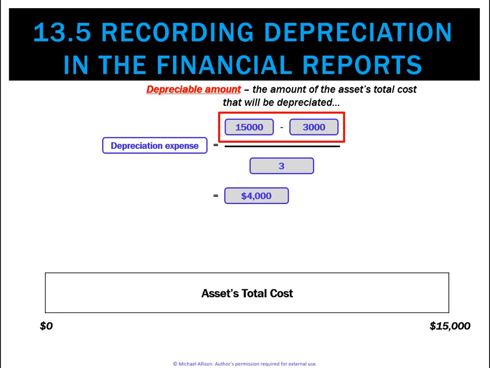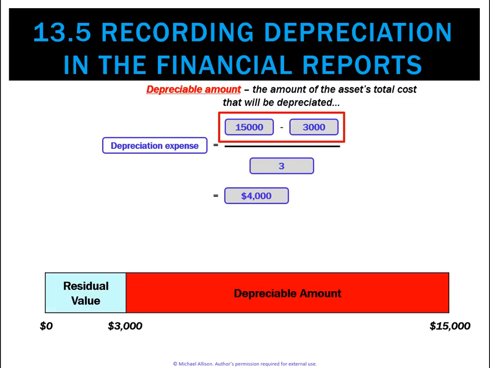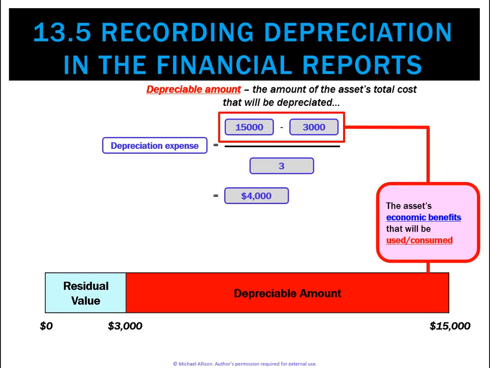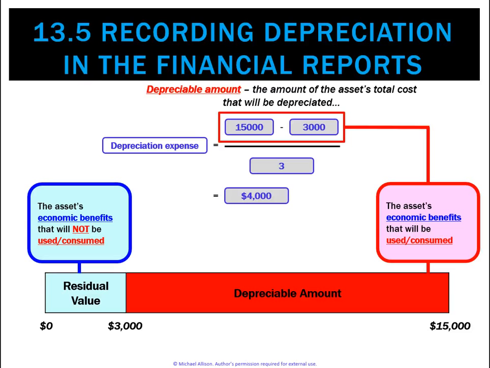So looking at the asset's total cost, in this case we reckon we're going to be able to use $12,000 of the asset, which is called its depreciable amount. There'll be about $3,000 of it left at the end, and that's what we'll be able to sell it for, so we call that the residual value. So the part up the top is basically the asset's economic benefits that will be consumed, and the residual value represents the economic benefits that will never be consumed. We're going to sell the asset before we consume them.